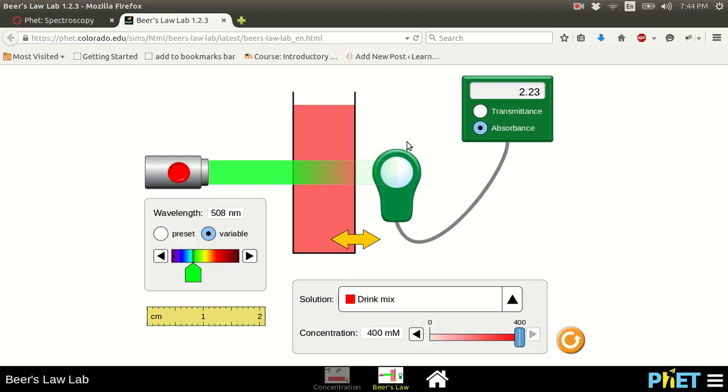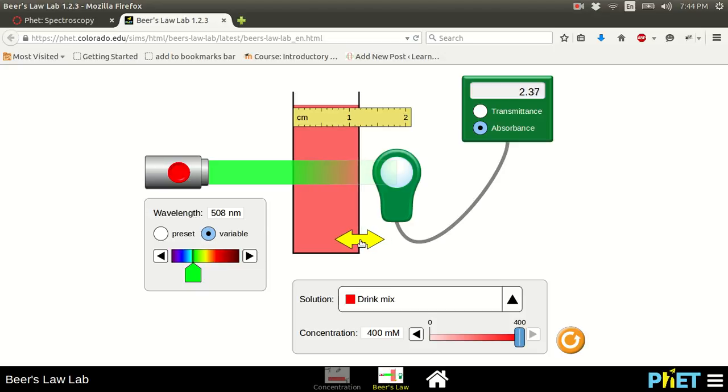So, you should play around with all these tools here. This is a nice little ruler that measures the path length, the length of the path that this light has to travel through, getting absorbed a little bit all the while. This double arrow, as you saw, changes the size of the container, so therefore changing the path length. This ruler just measures that path length for you.